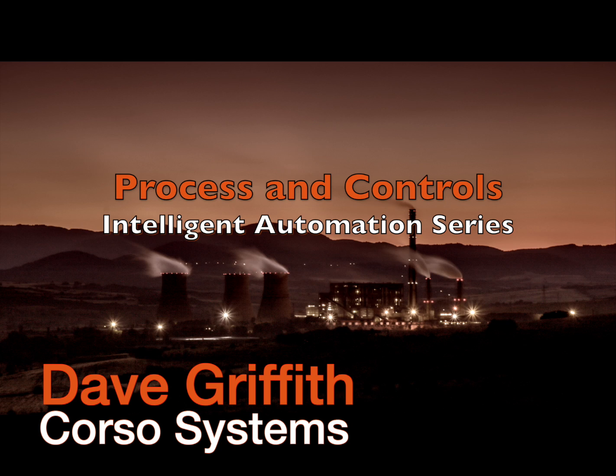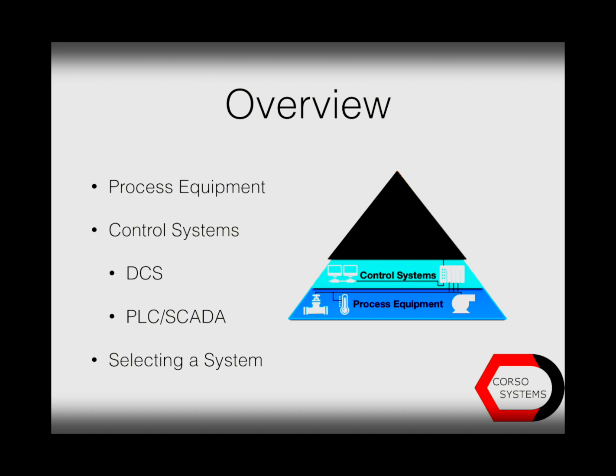Our first video on the automation pyramid is linked below if you'd like to start with that. Today we'll talk about process equipment, control systems, which is either your DCS, your distributed control system, or your PLC SCADA combination. Your PLC is your programmable logic controller, and SCADA is your supervisory control and data acquisition. We'll also talk about instrumentation, which is the level between the process equipment and the control system that makes them work, as well as selecting a system.